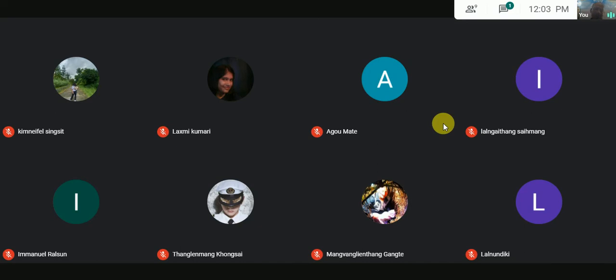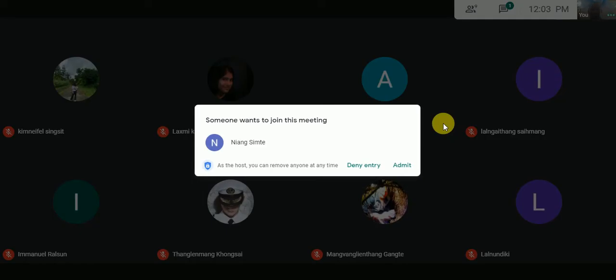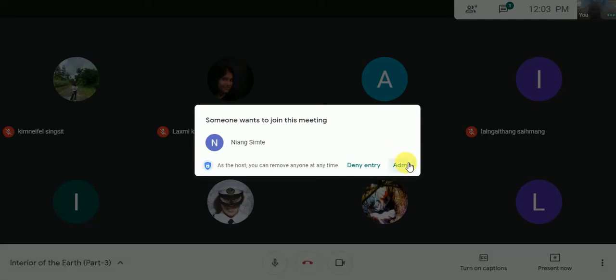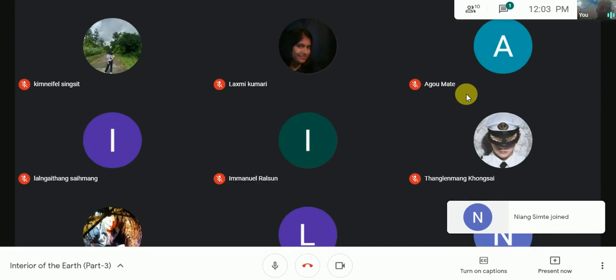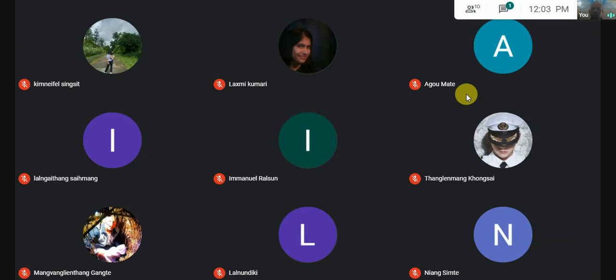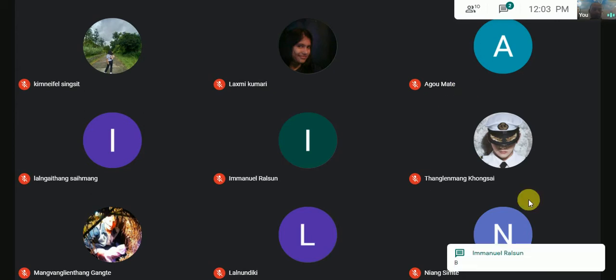Remember, we have been learning Chapter 3, Interior of the Earth. Last time we discussed the causes of earthquakes, then different types of earthquake waves, how earthquake waves move. Today we shall start with a discussion on types of earthquakes.